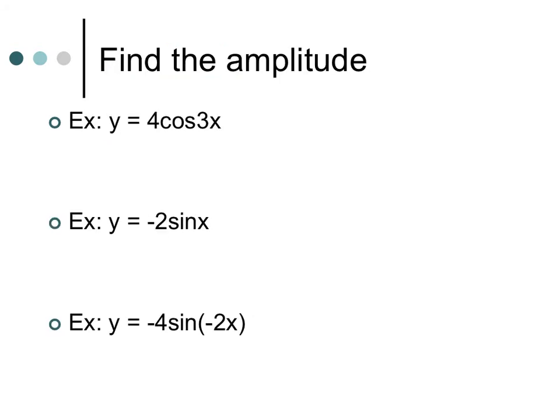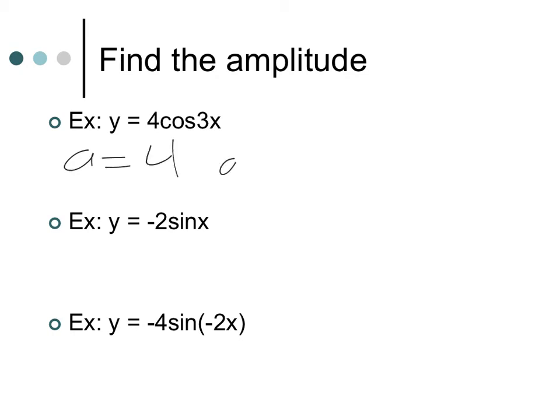Here we have three functions. The first one is y equals 4 cosine of 3x. Then we have negative 2 sine of x. And finally negative 4 sine of negative 2x. While we have a and b values here, we're going to focus on our amplitude. We're going to talk about what the amplitude is, what the a value is, and then what those do to our functions. So for the first example, our a value is going to be 4.